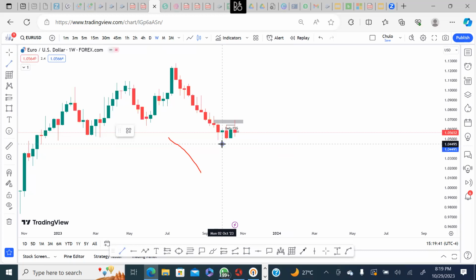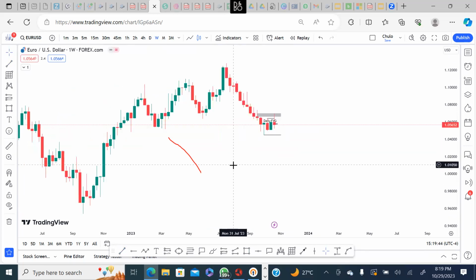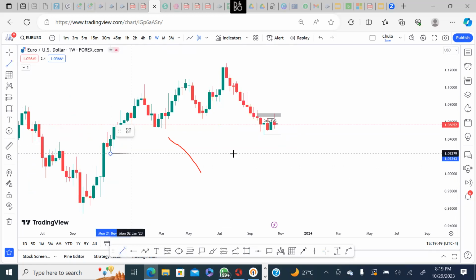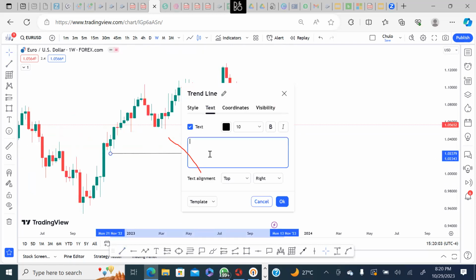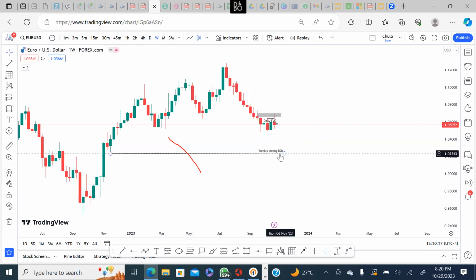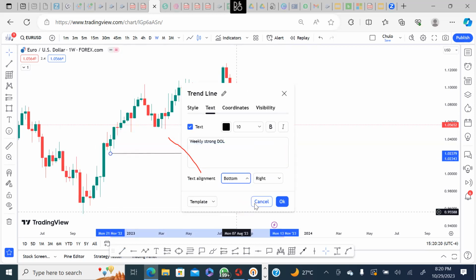is this low here, and this weekly strong drawn liquidity here. EURUSD is just a vice versa of the DXY. So I have this weekly strong DOL here, and this should come at the bottom.